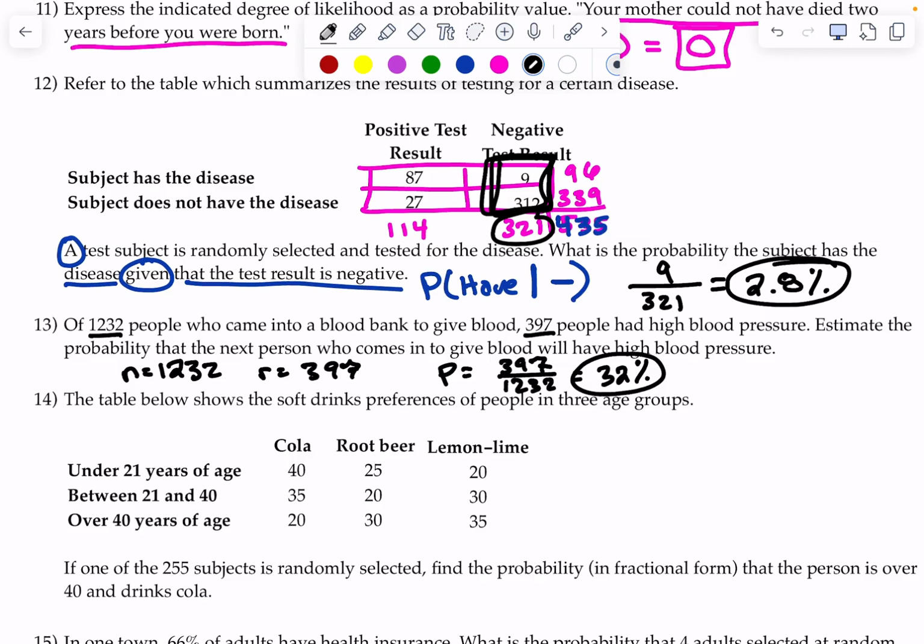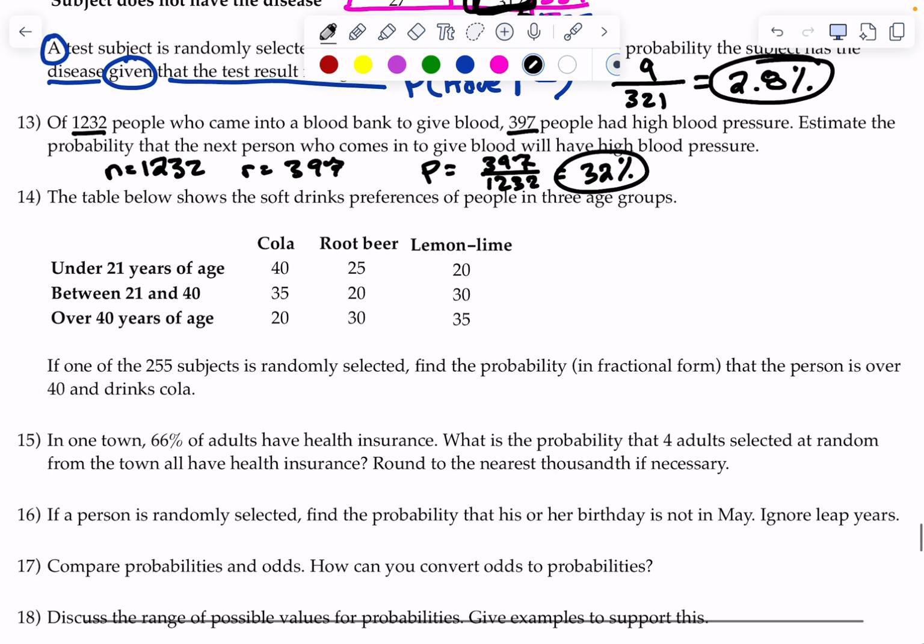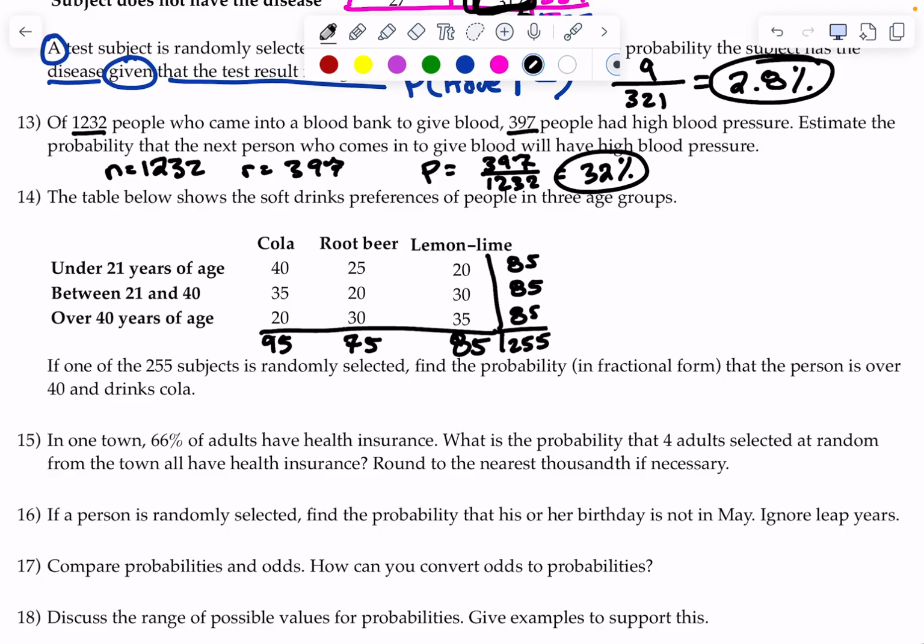Good grief. Okay. The table shows soft drinks. Do I need totals? Ew. Yeah, we need totals. Boo. Okay. We've got 95. We've got 75. We've got 85, I think, under 21 years old. This is 85. This is 85. 85 times 3 is 255, I think. Yeah.